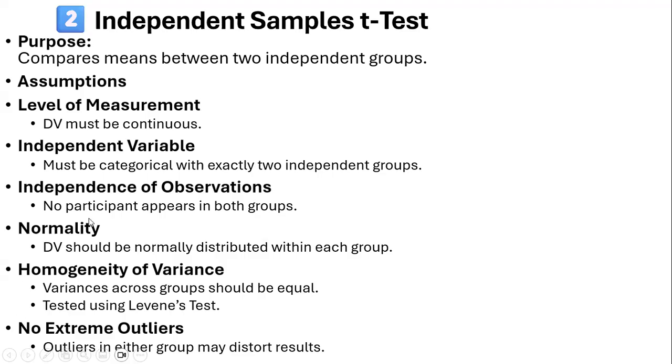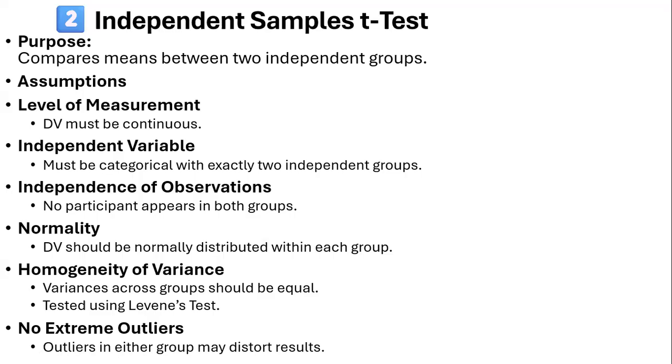There should also be independence of observation wherein no participant appears in both groups. So you cannot be in the male group providing responses and also be in the female group providing responses. You can also not be in the HR department as their employee, but when it gets to the accounting department responses, then you go in there too.